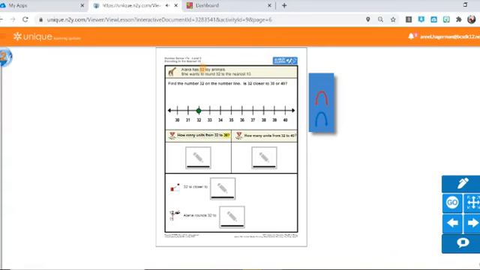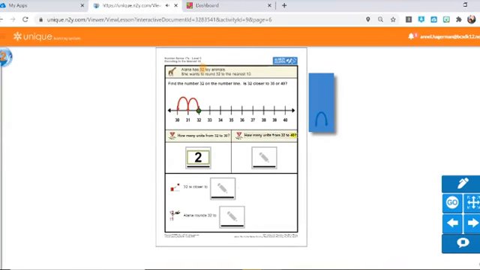How many units or spaces would it take us to round down back to 30? 1, 2. So it would only take us 2 to do that. Next one.